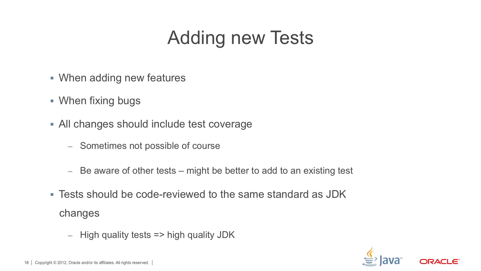It's important that when adding or modifying tests, they be code reviewed to the same standard as the JDK changes. Folks that are watching the OpenJDK lists will see that when we're changing something, we have a code review and we're discussing the changes on the mailing lists. The same quality of review is required for the tests in order to keep the tests high quality. And high quality tests mean a high quality JDK.